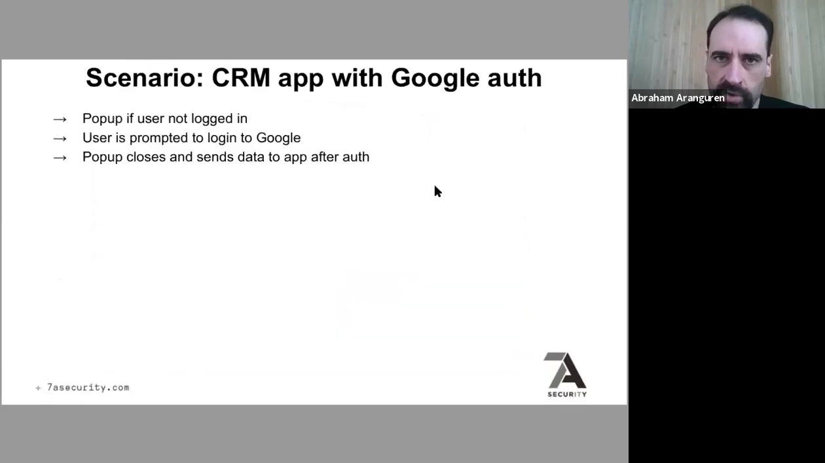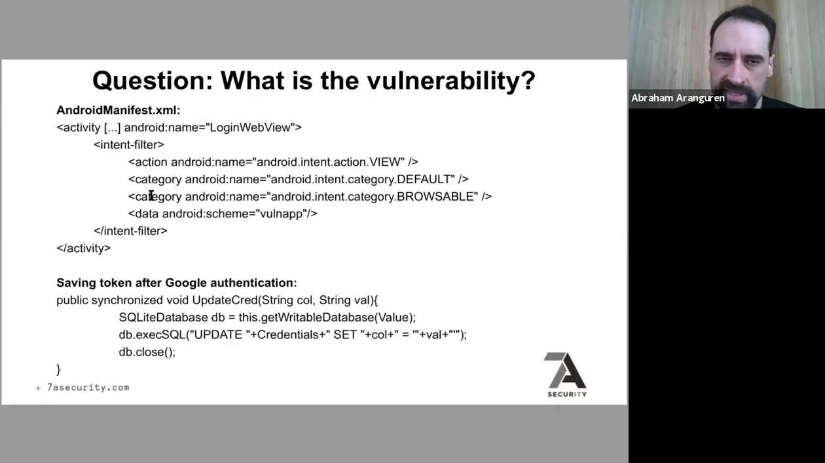So, sexy remote code execution attacks. In this case, we have a CRM application using Google authentication. So this is a very common setup. This is something you can test anytime you have any application that is validating some login from Google, from the Android browser, for example, or similar. So we have a pop-up. If the user is not logged in, the user is prompted to log into Google, and then the pop-up closes and sends the data to the application after authentication.